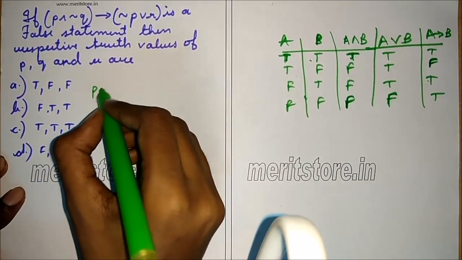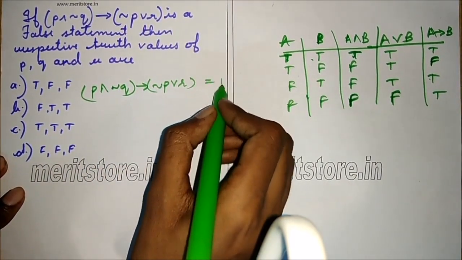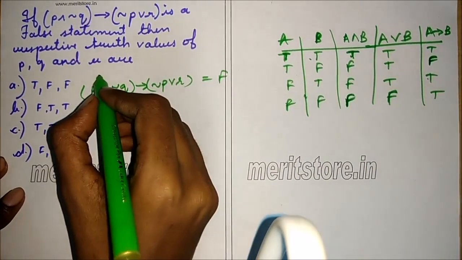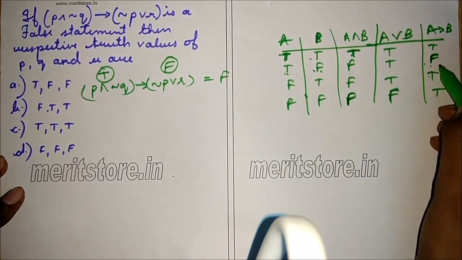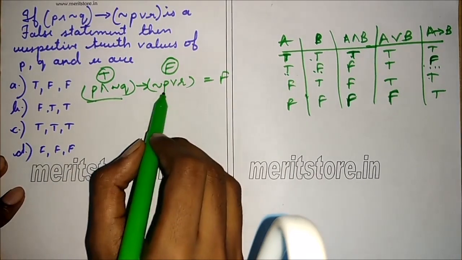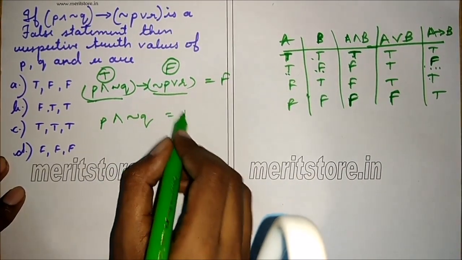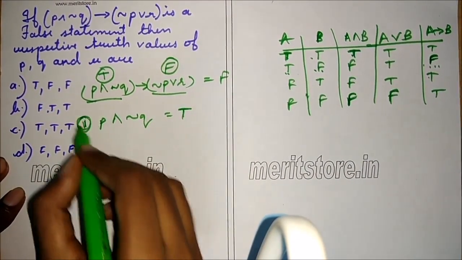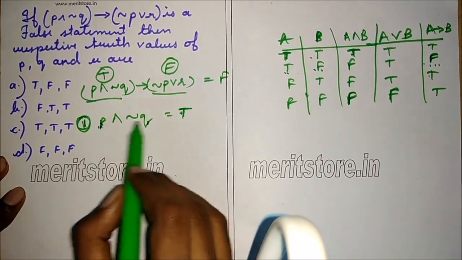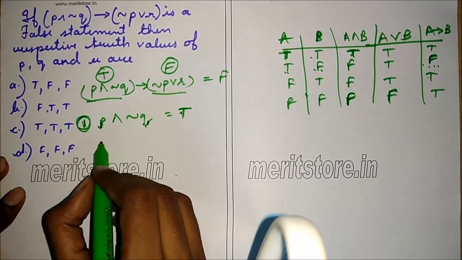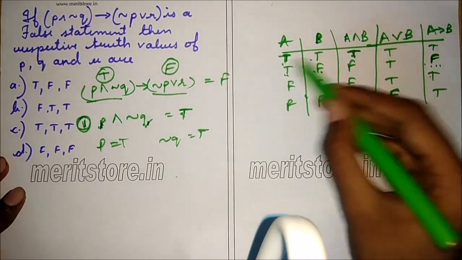So now the given condition is P and negation Q implies negation of P or R. This is false. For this to be false, the first statement should be true and the second statement should be false, as we can see from the truth table. So P and negation Q should be true. Now for this to be true, both the statements should be true. That is, P should be true and negation Q should be true. So P will be true and negation Q will also be true, as seen from the table.